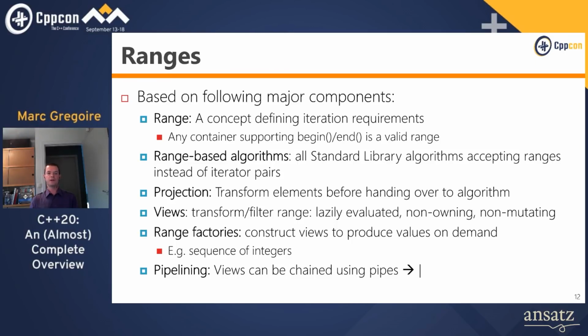Range factories can be constructed to produce values on demand. For example, a range factory exists that generates an infinite sequence of integers. We will see an example of that as well. And finally, pipelining allows you to pipeline several transformations or several filter operations in a nice so-called pipeline.